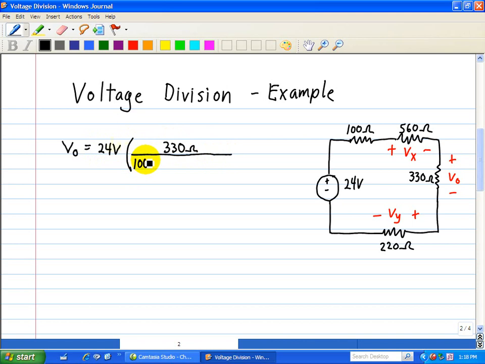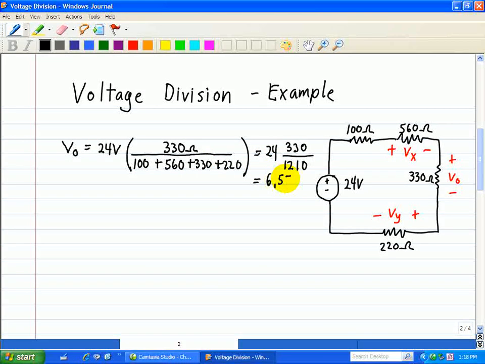So this is 100 plus 560 plus 330 plus 220, which is equal to 24 times 330 over 1210, which is equal to 6.55 volts. So that's our answer for the voltage VO, which corresponds to the 330 ohm resistor.